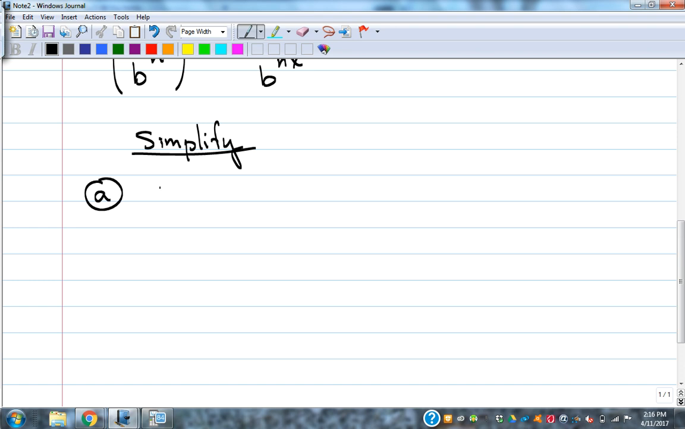Example A. x to the 1/4 times x to the 1/2. x to the 1/4 times x to the 1/2. The bases are the same, and they're multiplying. So what's the rule for the exponents?